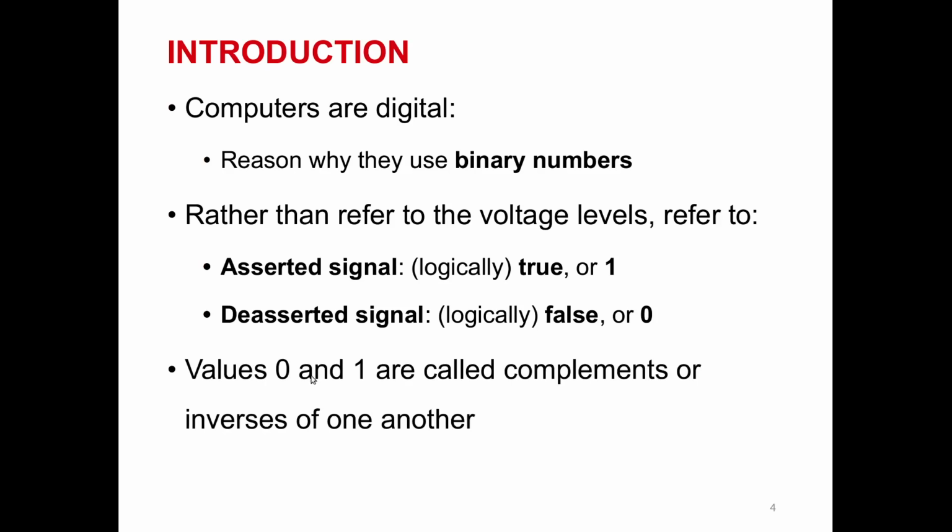Values 0 and 1 are called the complement or inverse of one another. So the inverse of 0 will be 1, the inverse of 1 will be 0, or in other words, the complement of 0 will be 1 and vice versa.